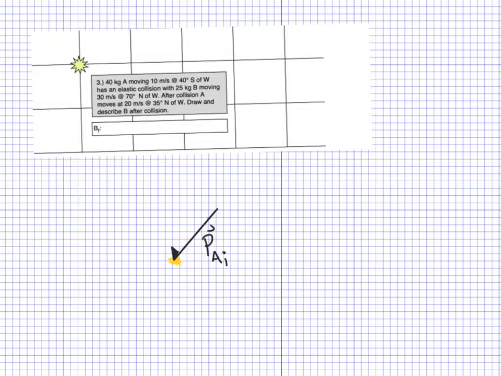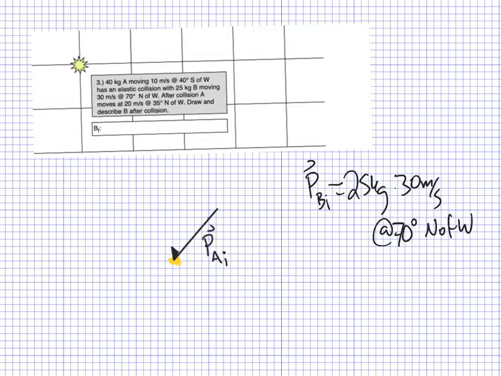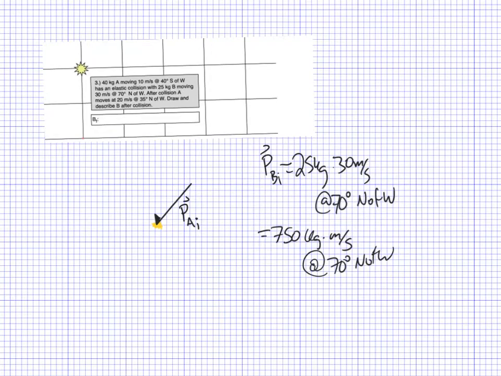We can do the exact same process to get our piece of B initial. It is 25 kilograms, moving at 30 meters per second at 70 degrees north of west. 25 times 30 is 750 kilogram meters per second, still going the same direction. So this should be 7.5 centimeters long.